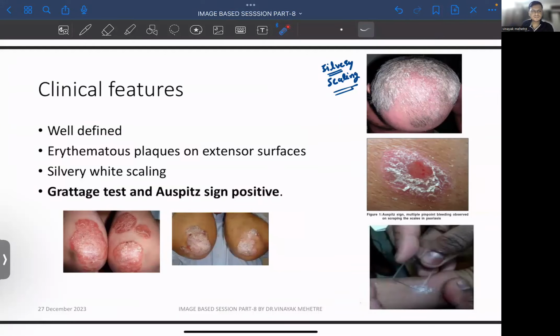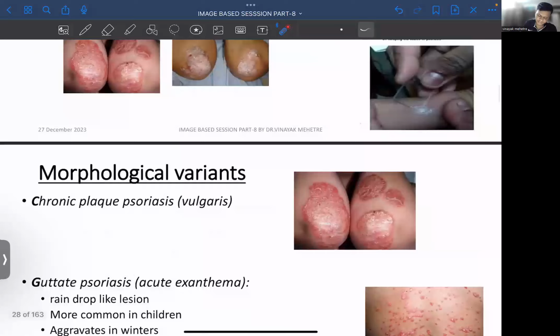But now comes the morphological variants of psoriasis. Okay, ये तो basic था, है ना? सब कुछ पेपर में easy आ जाए तो कैसे होगा, right?